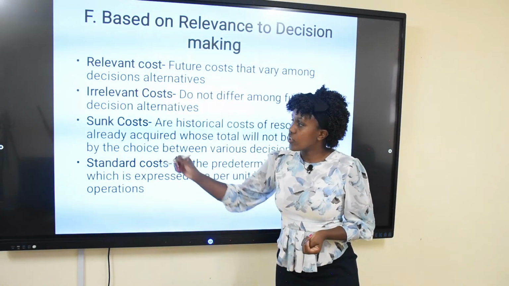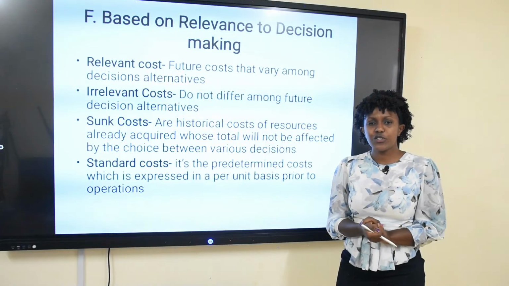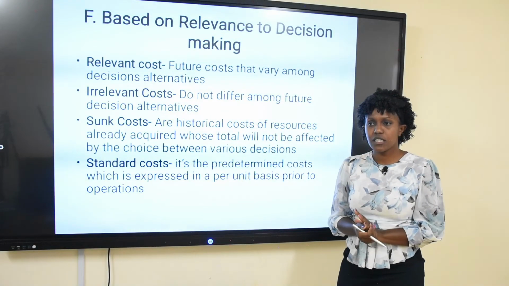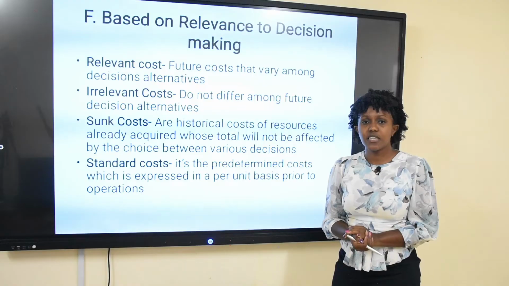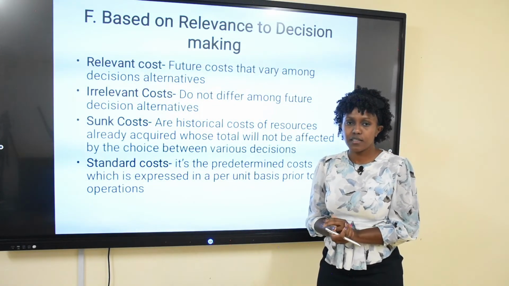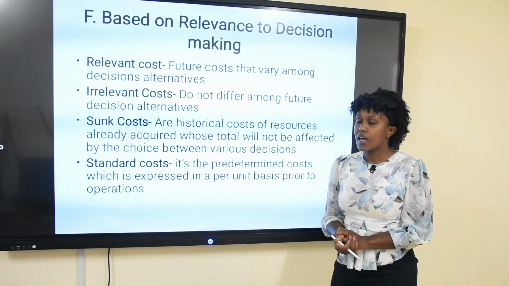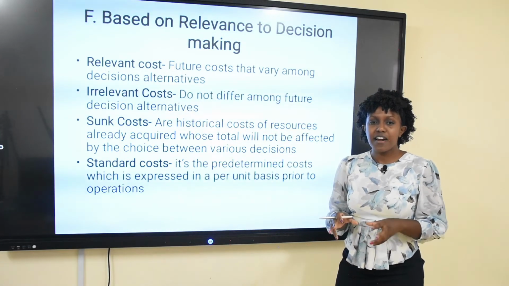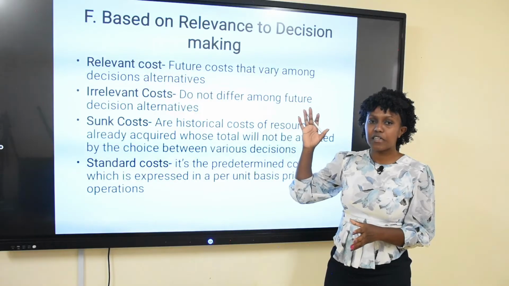Then you have sunk costs. They are also called historical costs or committed costs. These are costs for resources that have already been acquired or for commitments that have already been made. So sunk costs, we can no longer change them in the current period because they were already committed in the past.